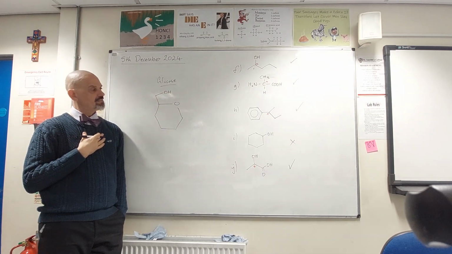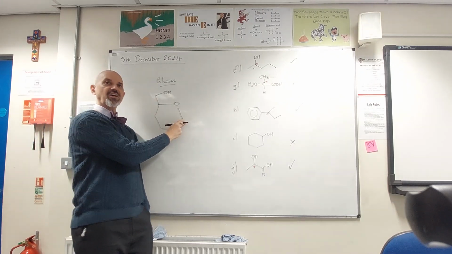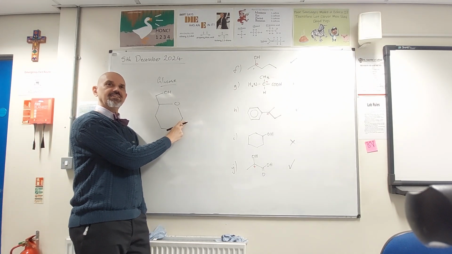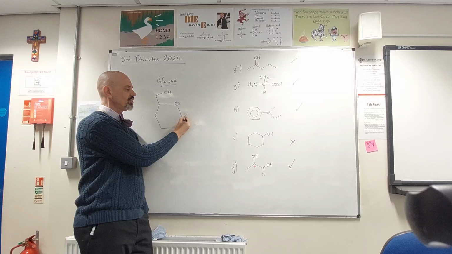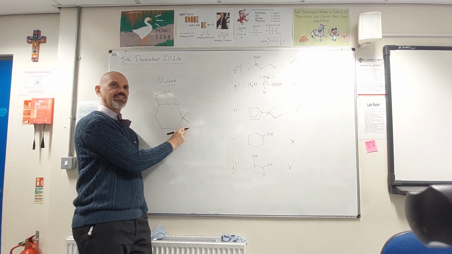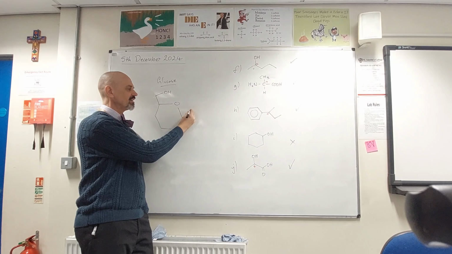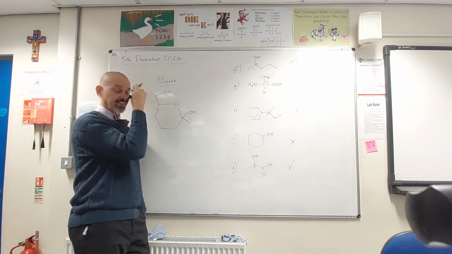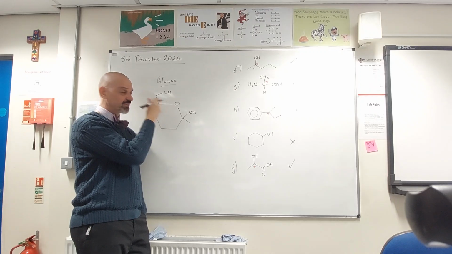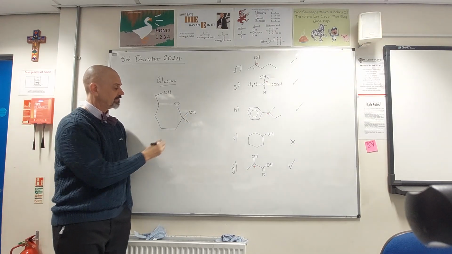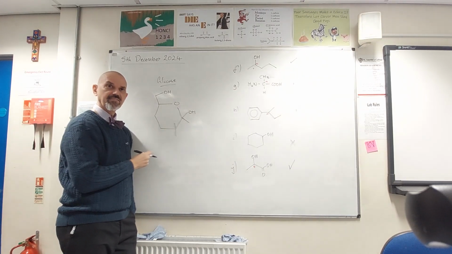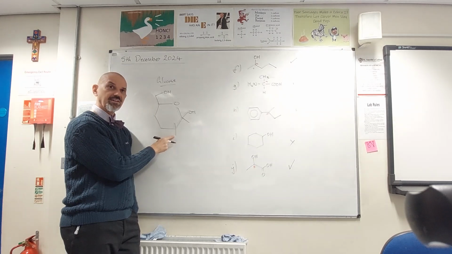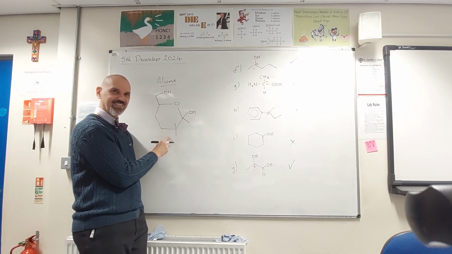An OH group, so it depends which one you draw, either alpha or beta. Which one's which? Alpha hydrogen's above, beta hydrogen below. So the OH is in the opposite place, so that would be beta. Alpha is down and beta is up. You have another OH group at the other end. You have an OH group there at the bottom, top, you tell me.